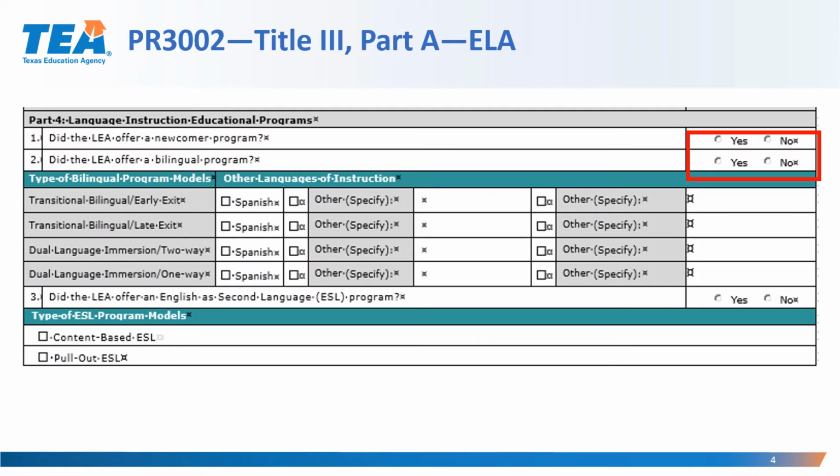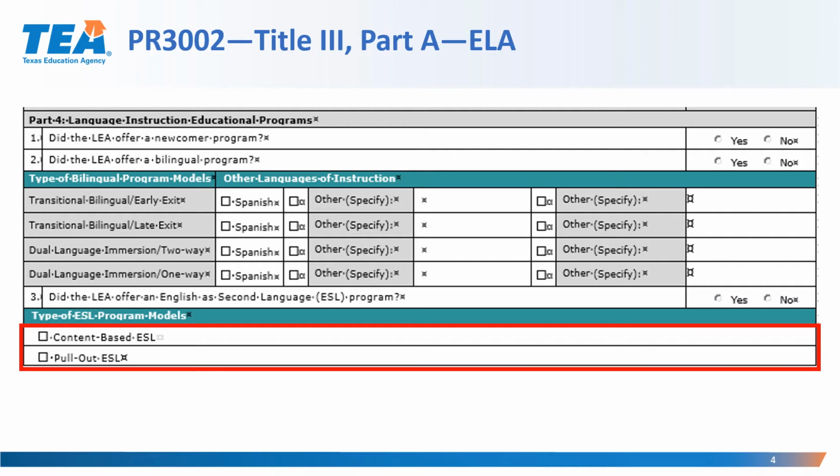In Part 4, the LEA will indicate yes or no whether they offered a newcomer program or a bilingual program. If the LEA offered a bilingual program, they are asked to indicate what types of program models were used. In the third question of Part 4, yes or no, did the LEA offer English as a second language? And if so, was it content-based or pull-out?